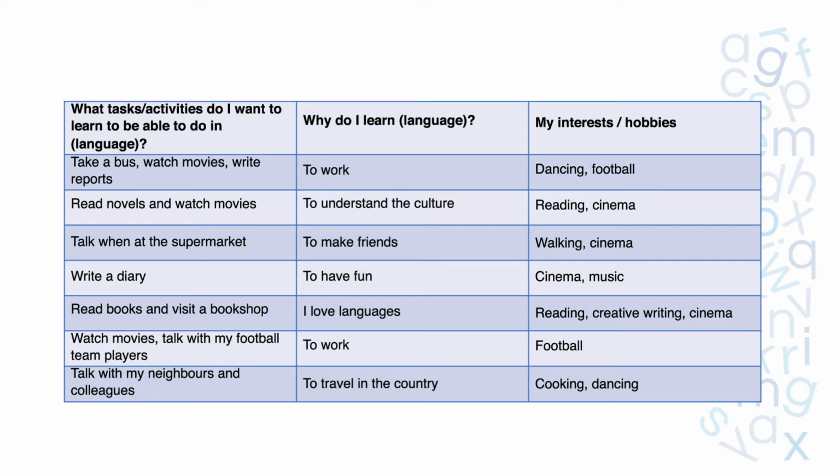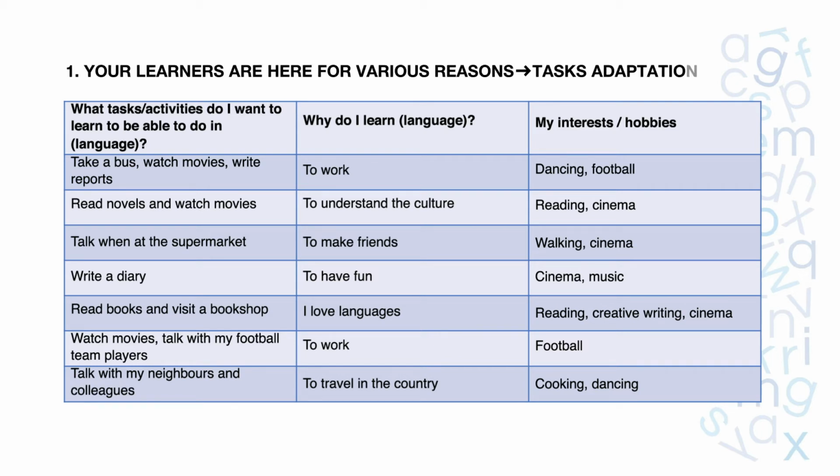Is this analysis useful? How? Let's imagine you have these results from all your learners. What does this evidence show for your class? 1. Your learners are here for various reasons that you can try to accomplish by adapting your tasks. For example, the ones that need the language to work or communicate with their colleagues, maybe they will need work-related tasks such as attending an interview, writing a curriculum, going out with colleagues.